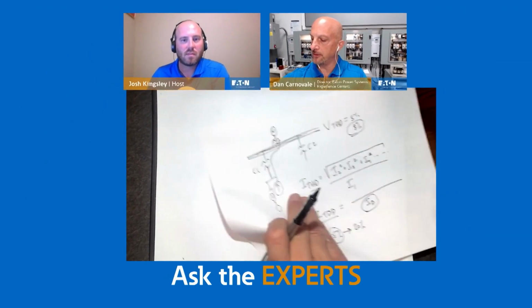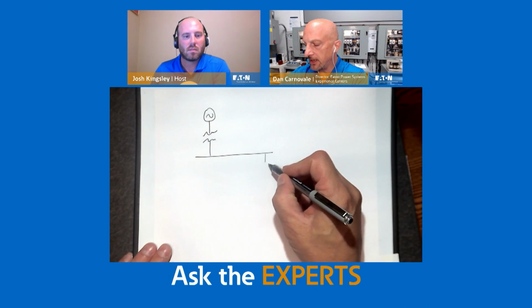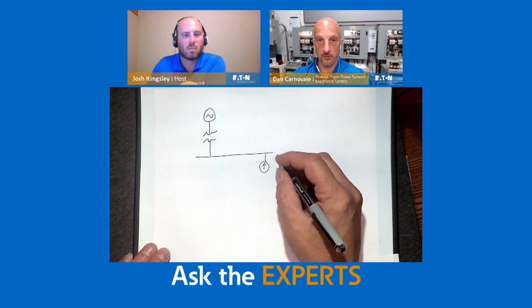Okay. I'm going to start over here with my drawing, and let's talk about an active filter first. Let's say you have, and I'm just going to draw it now, a simplified form, which is just a constant current source. So no matter what your harmonic source is out here, we're going to say there's a certain amount of harmonics coming out of there.